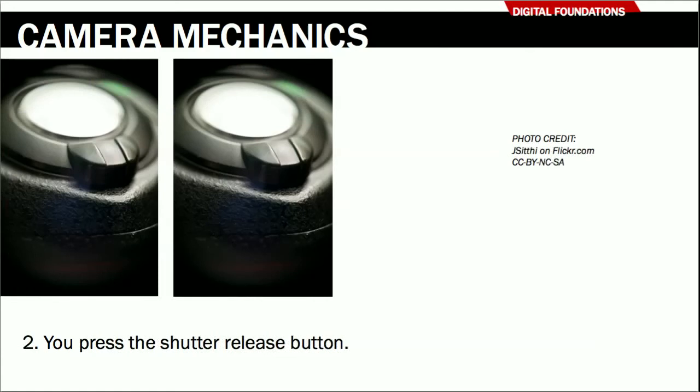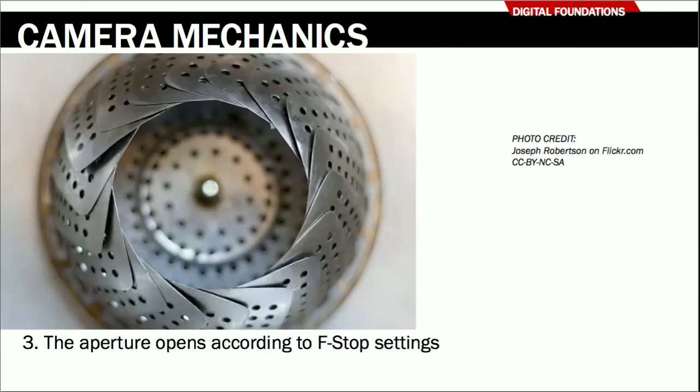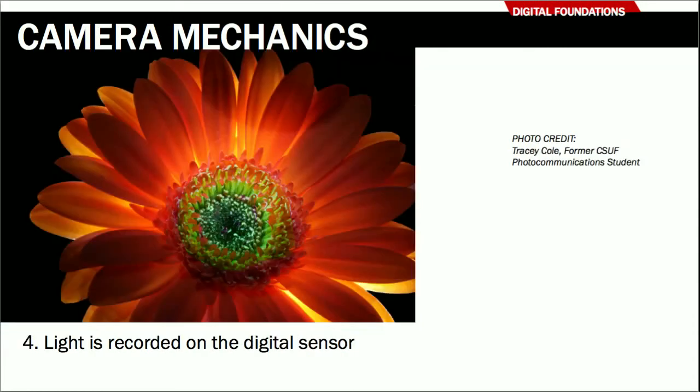Now I'm skipping a bunch of things that might happen between framing the composition and pressing the shutter release, but just to be quick about things, let's say then you press the shutter release button. The shutter release button then triggers the aperture to open, and the aperture on your camera will open and close according to two things. One, the f-stop settings, so how wide it opens will be determined by the f-stop settings on your camera, and then how quickly it closes will be determined by the shutter speed.